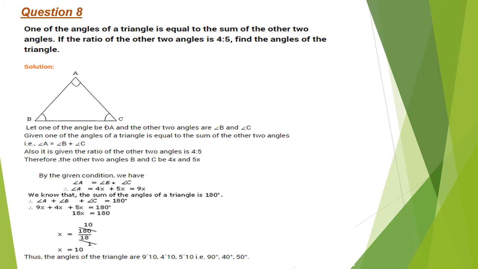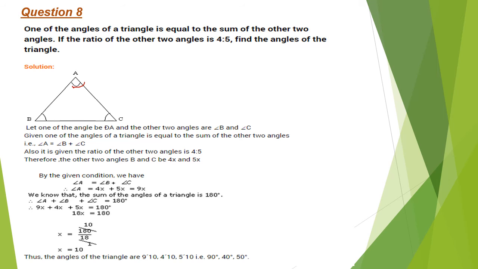Children, again this problem is based on the angles of a triangle. One of the angles of a triangle is equal to the sum of the other two angles. A triangle means 3 angles are there, children. One angle is equal to the sum of the other 2 angles. That means if we add these 2 angles, the sum obtained is the greater angle.